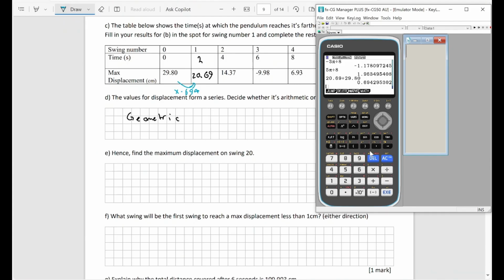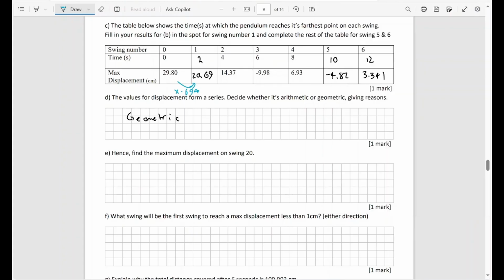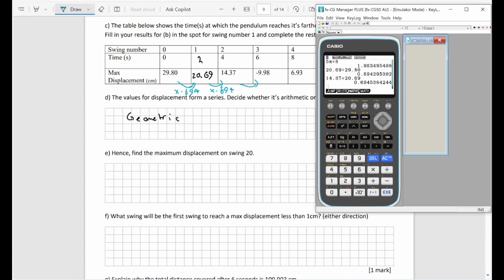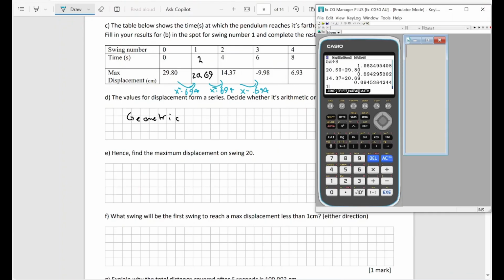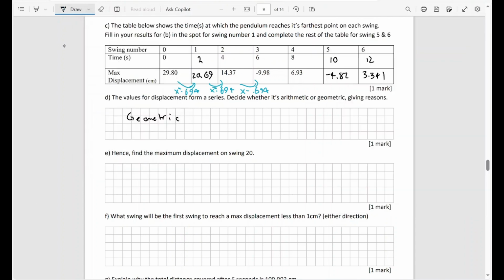Again, 14.37 divided by 20.69, timesing by 0.694 again, roughly. Yeah, it's actually not positive 0.694, it's negative because it's flipping each time. So timesing by negative 0.694 again, let's just double check that. If I do 14.37 times negative 0.694, that should give you the next one. Times negative 0.694, that should give me the next one, and etc. So geometric common ratio r roughly equals 0.694.